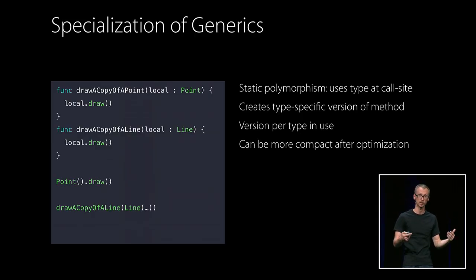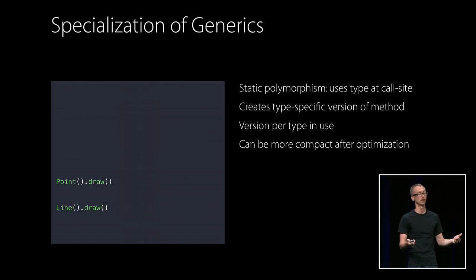And as Kyle showed us, this can be even further reduced to the implementation of draw. Now that the drawCopy of a point function is no longer referenced, the compiler will also remove it and perform a similar optimization for the line example. So it's not necessarily the case that this compiler optimization will increase code size. It can happen, but it's not necessarily the case. Okay, so we've seen how specialization works, but one question to ask is, when does it happen?